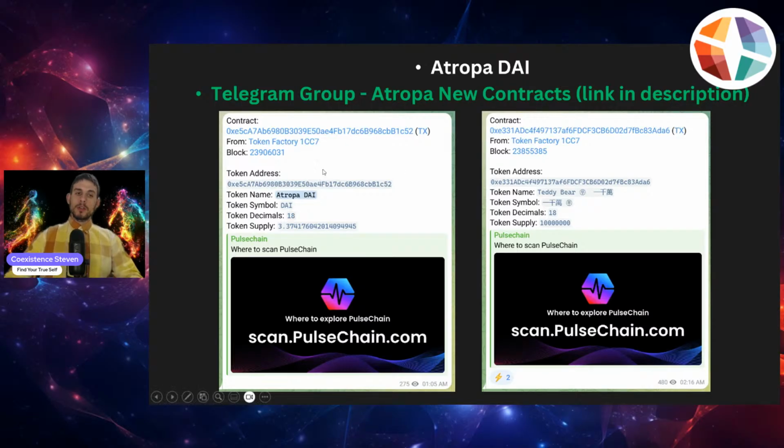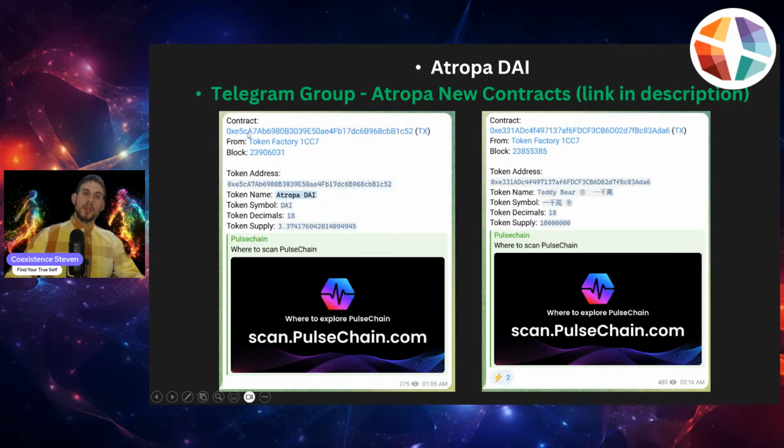What we're referring to here, I've got 2 of these because both of these are part of the Atropa DAI. So we've got Atropa DAI, and then we've got this teddy bear with whatever those symbols are. I don't really know. It would have been cool to look at that because there's all this lore with the Atropa ecosystem. But what's important here is just to go over this so you're familiar.